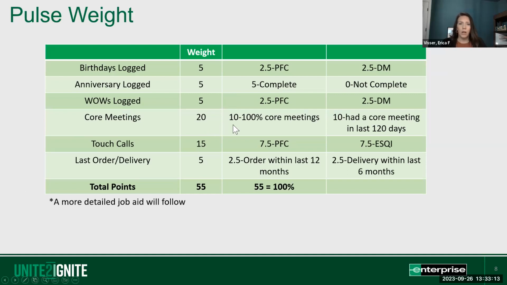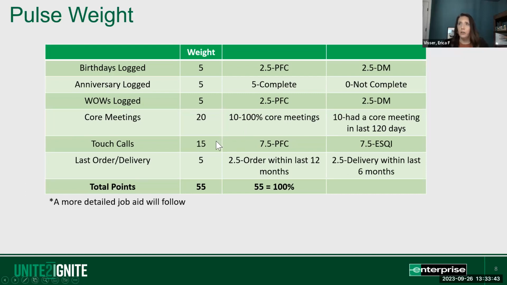10 of that is going to come from 100% core meeting completion. The other 10 is going to come from if you've had a core meeting in the last 120 days. So the data shows that if we have not met with our client in the last 120 days, then we start to see a decline in our customer service score. So we want to avoid having the FAM, the ACR, the T&E 3 months in a row and then not seeing them for another 9 months, right? So that will be 10 of your points.